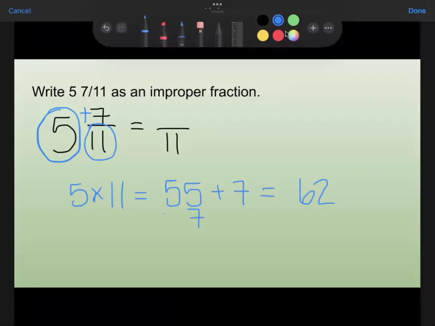And here, just to make sure, I'll put the 7 down here. So that's 12. Yep, 62. Perfect. Doesn't hurt to double check yourself. So that is the numerator of this improper fraction, 62 over 11.